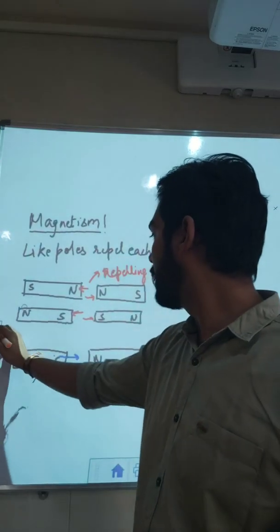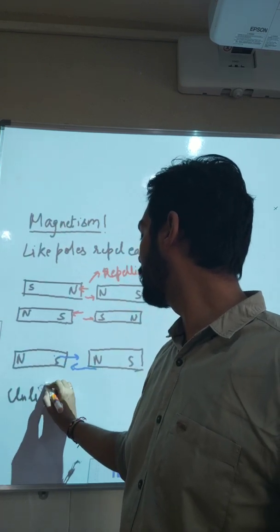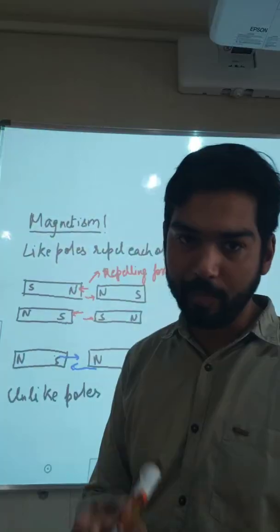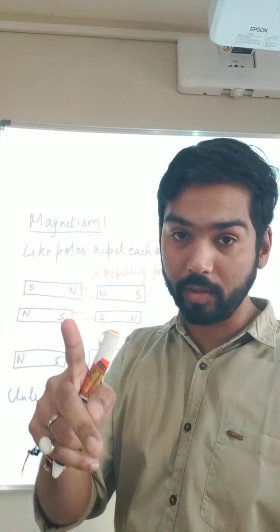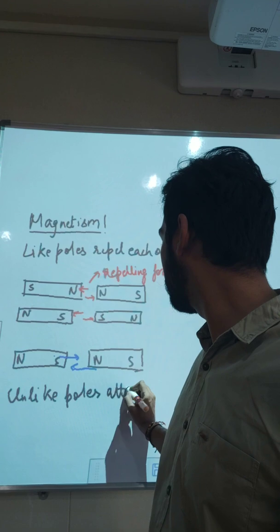So I can confidently say that unlike poles, and what are unlike poles over here? Unlike poles are north and south. What would be like poles? Like poles would be north-north or south-south. So unlike poles attract each other.